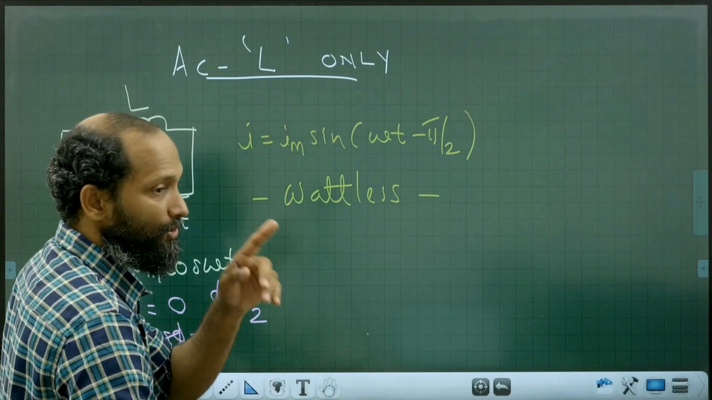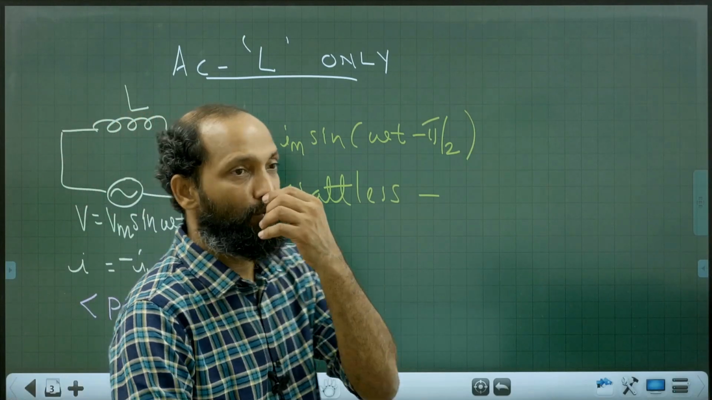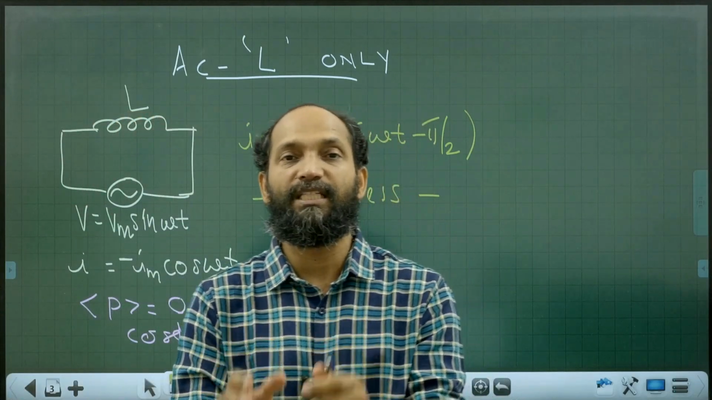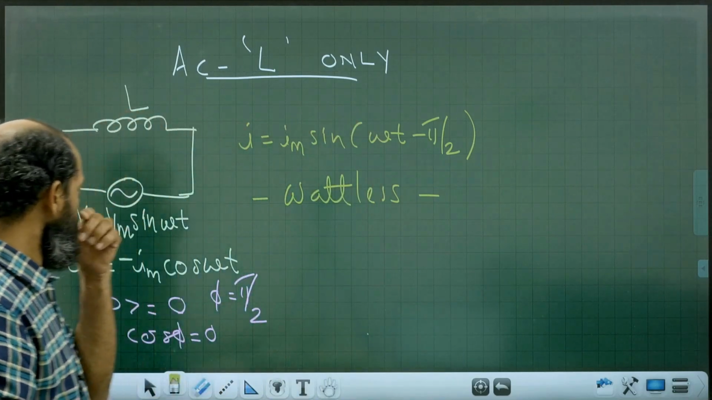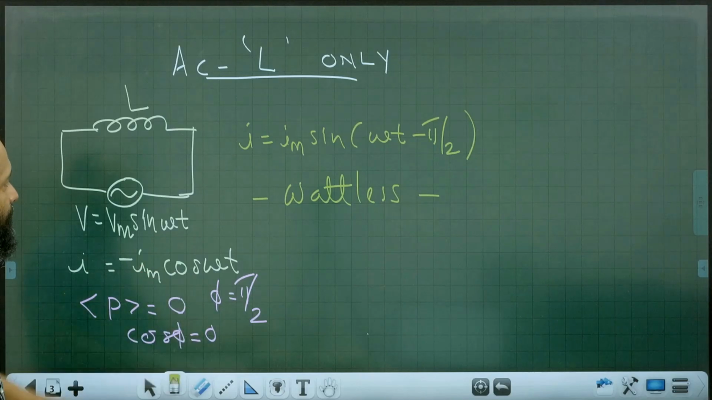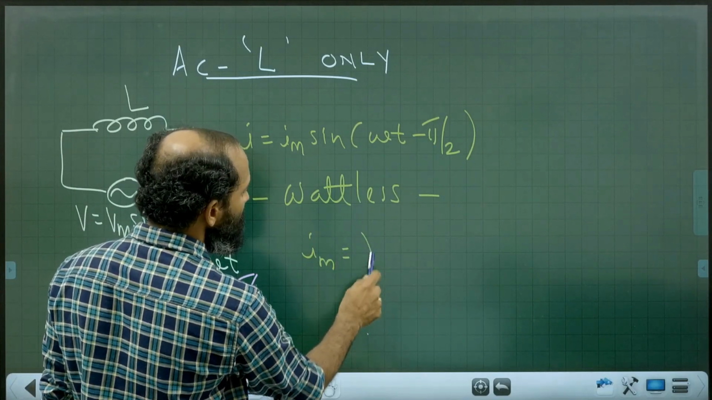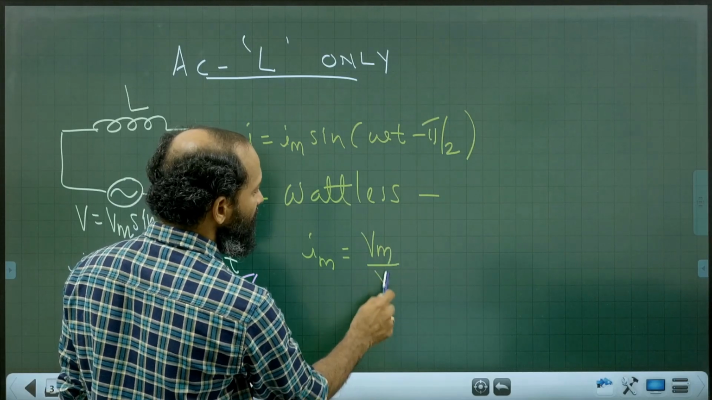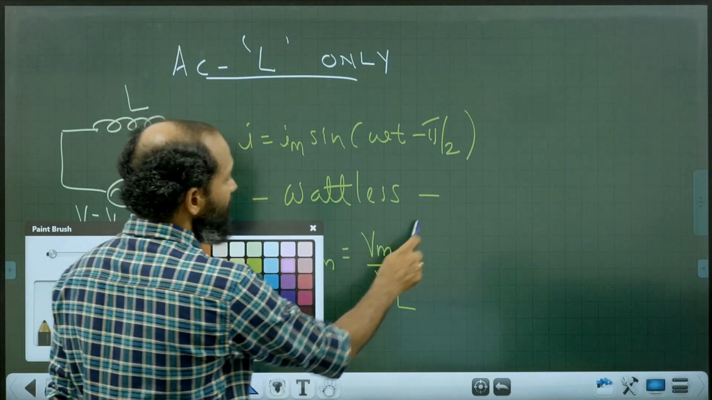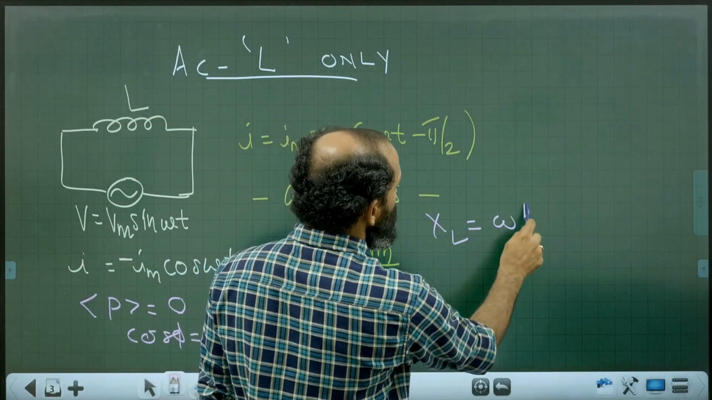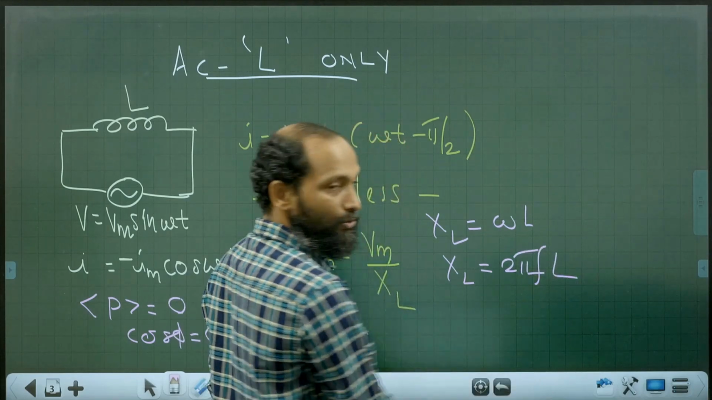So what is wattless current? Wattless current is the component of the current flowing through an AC circuit which doesn't consume any power. Now we have this formula, very important. You must notice this also: Im is equal to Vm divided by reactance, by Ohm's law, where XL is called inductive reactance. XL is equal to omega L, also can be written as XL is equal to 2 pi f L, students.